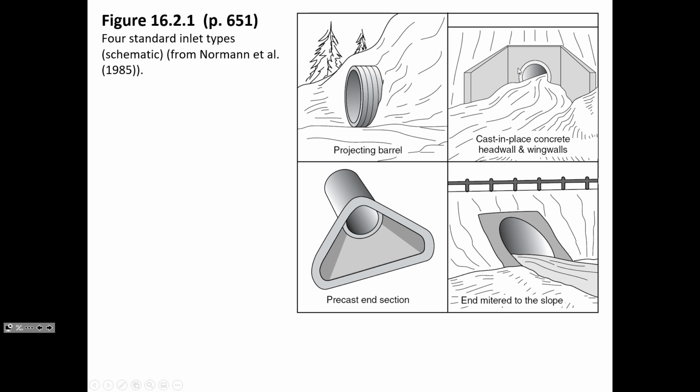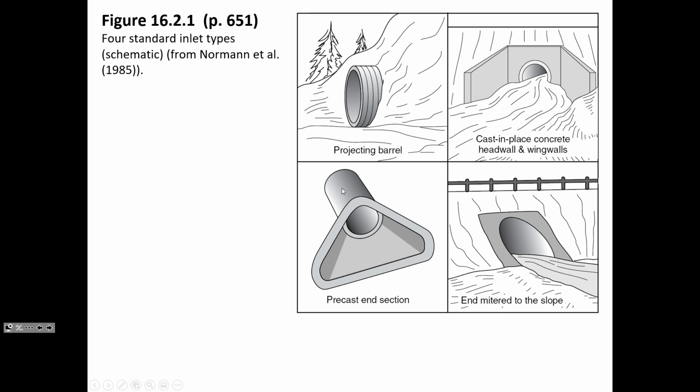Head walls like this and wing walls are in part to make sure that the soil is stable behind it, but it also funnels the flow into the pipe. And so it improves the hydraulic capacity on this one in the right compared to if it was just a projecting barrel. There's more turbulence and more energy loss at the inlet.